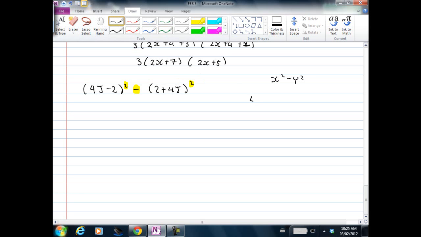Now, the first thing you should do is let x be this whole entire bracket right here: 4j minus 2. That's my whole x. Done. No questions asked. Now, when you work with difference of squares, the second bracket is totally different. Look, this is 2 plus 4j. I can't use the same letter anymore. I have to use a different letter now. So let y be 2 plus 4j. I can't use x anymore because these brackets are totally different.